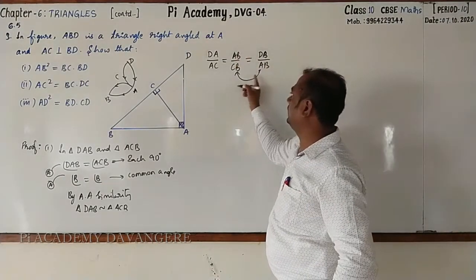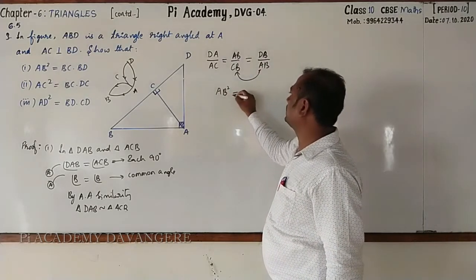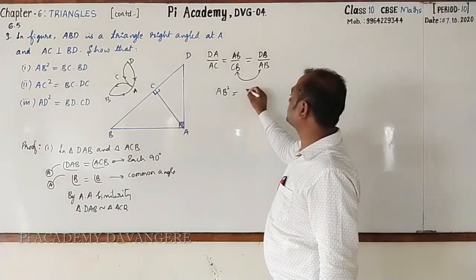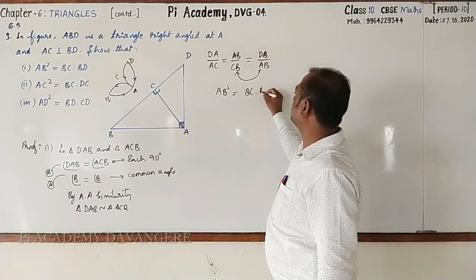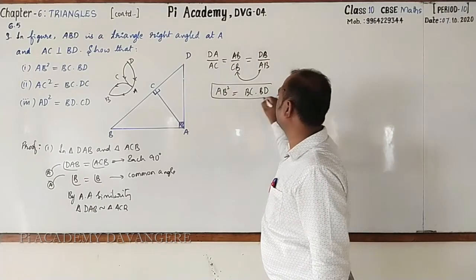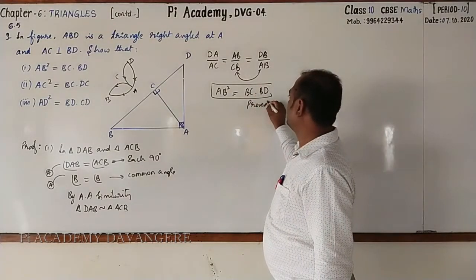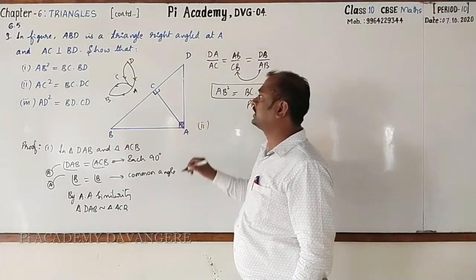That is, look at AB, cross multiply. AB into AB, AB square, which is equal to cross multiply CB, CB can be written as BC, into DB, DB can also be written as BD. Hence, the first one is proved. Hope that you have written the same. Next, let's move on to the second one.